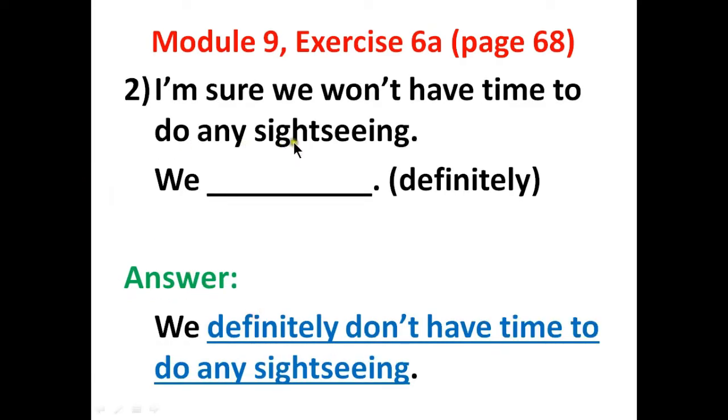Number 2. I'm sure we won't have time to do any sightseeing. Now you will start a sentence with we. We is the subject. It means there is no predicate in the sentence. You will make the predicate by using the word definitely. Okay. We definitely don't have time to do any sightseeing.